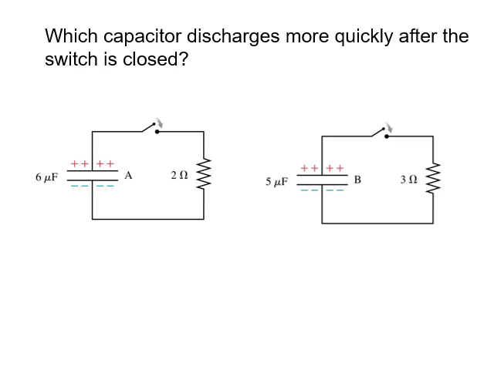So here's a question I think I'm going to leave you to think about. Which capacitor discharges more quickly after the switch is closed? The two capacitors have different capacitance. The one on the left is 6 microfarads, the one on the right is 5 microfarads, and they're both attached to a resistor. The one on the left is smaller at 2 ohms, the one on the right is bigger at 3 ohms. Which loses charge faster?